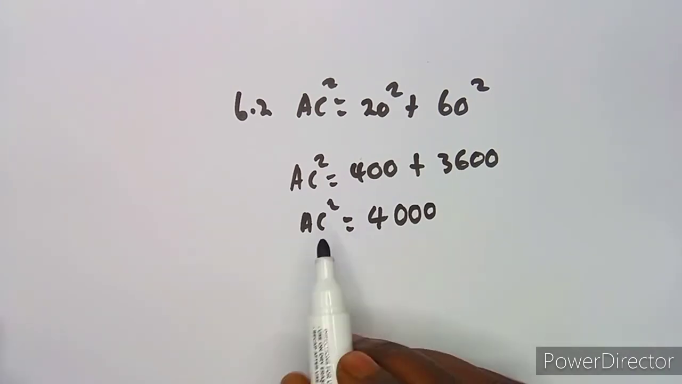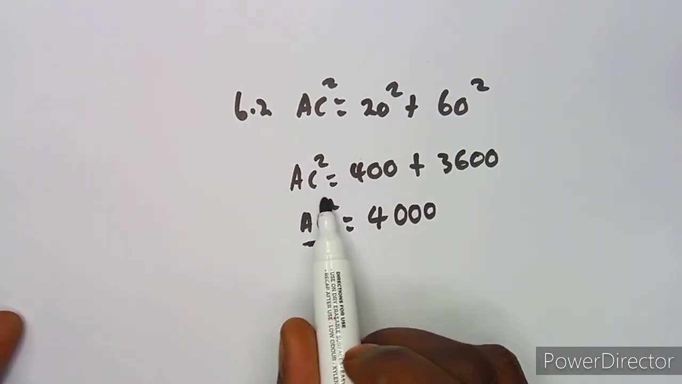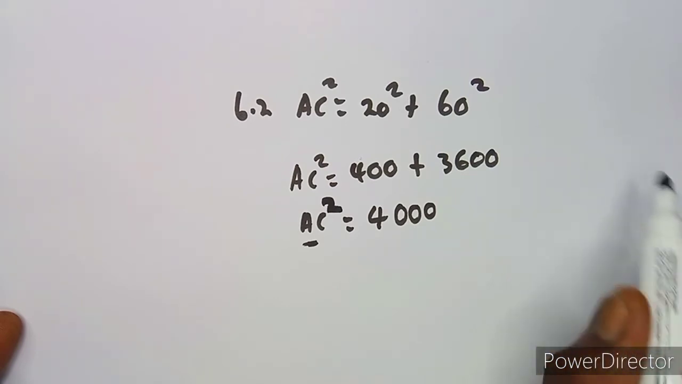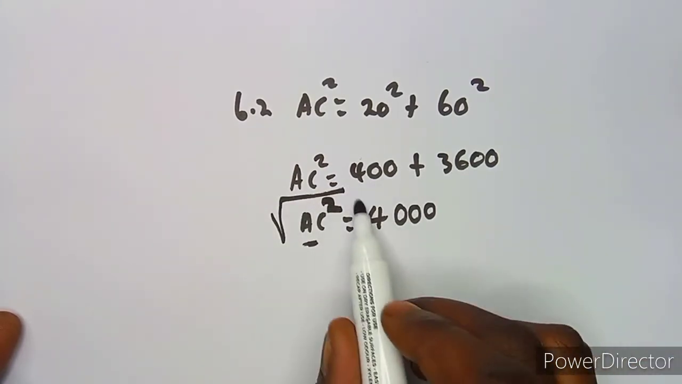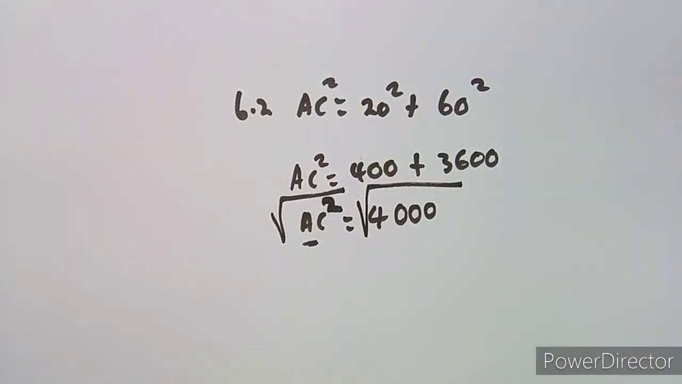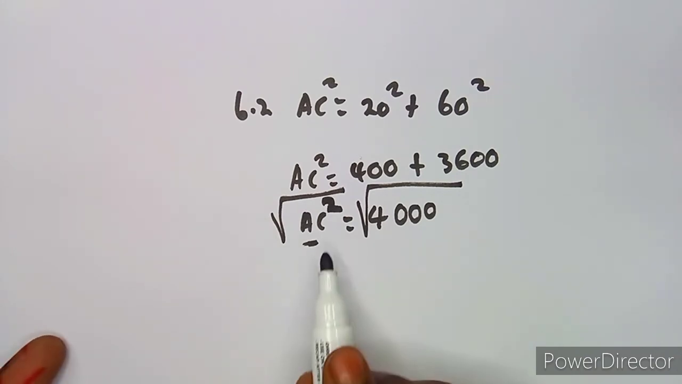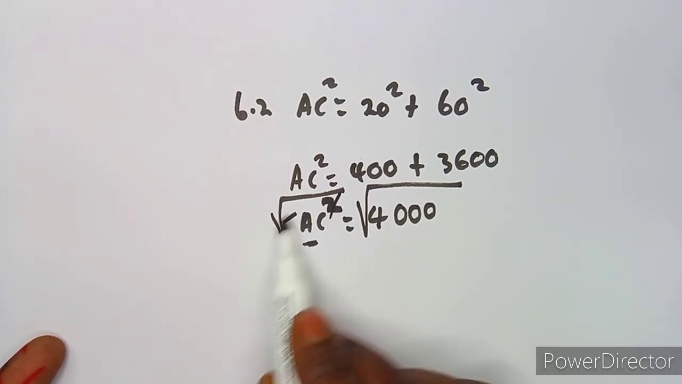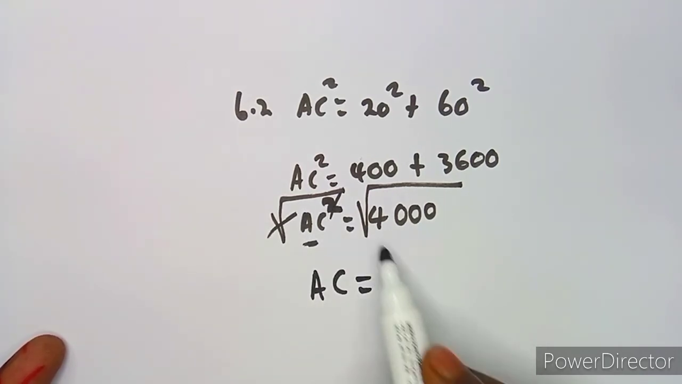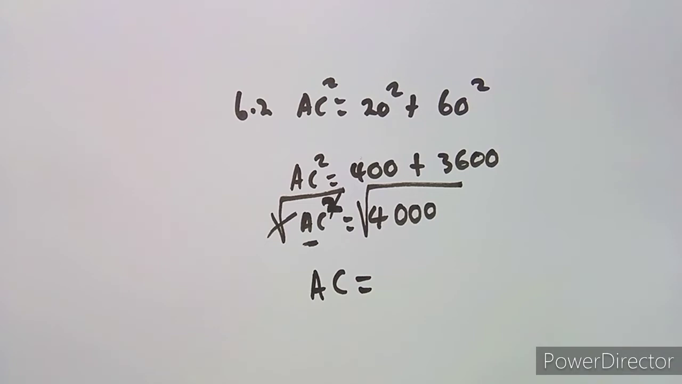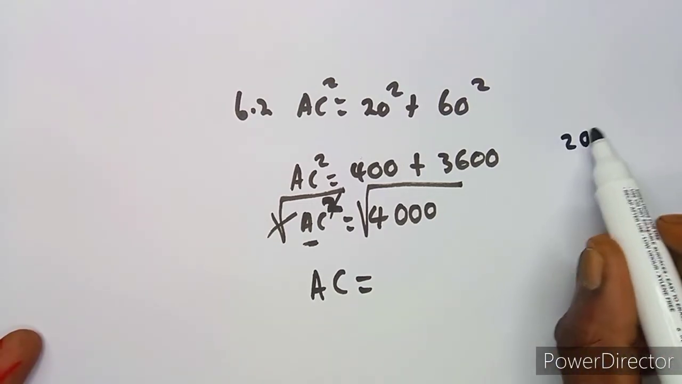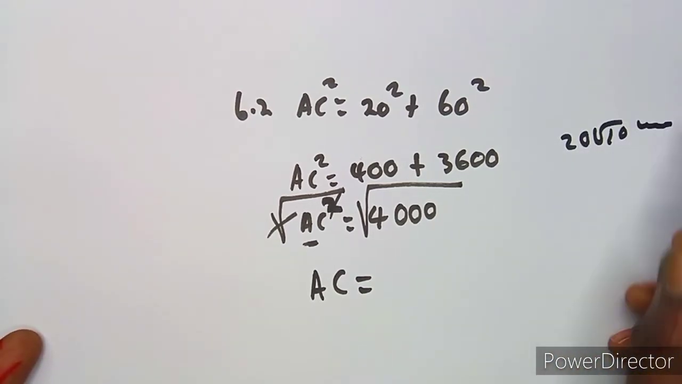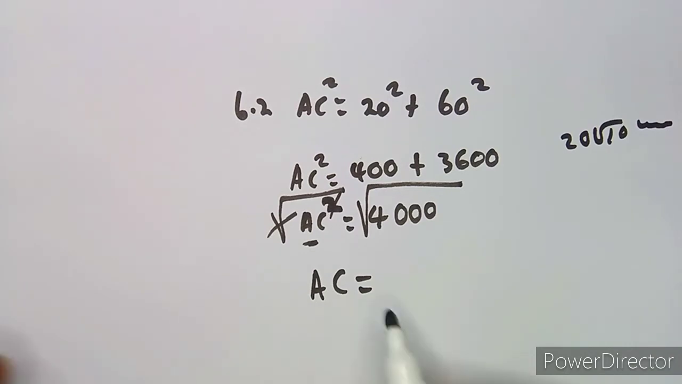All right. So to find this AC, because there's a square, remember how you remove the square, you introduce the square root like this. So the moment you are introducing the square root, you are neutralizing this exponent. So you're going to be left with AC, which is the square root of this. So if you are using a calculator, it must give you 20 square root of 10. Then you put it as a decimal.